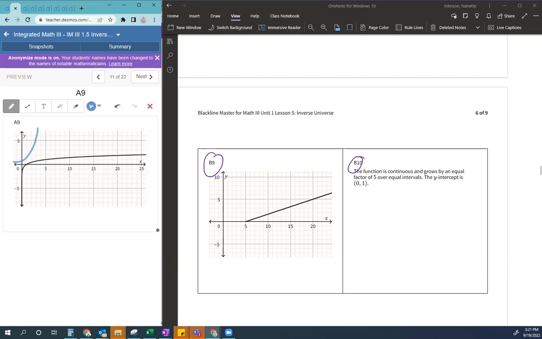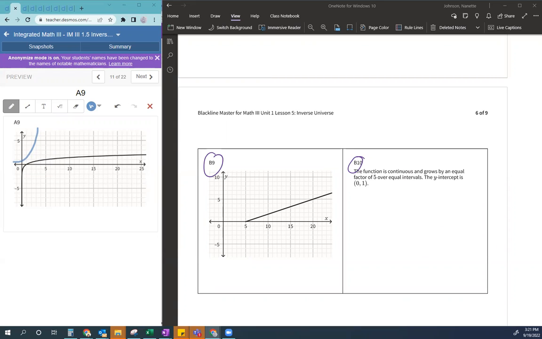These two don't look like inverses of that. Okay, this one says the function is continuous and grows by an equal factor of 5 over intervals. And this does not look like it's growing by a factor of 5, right? Hold on a second.